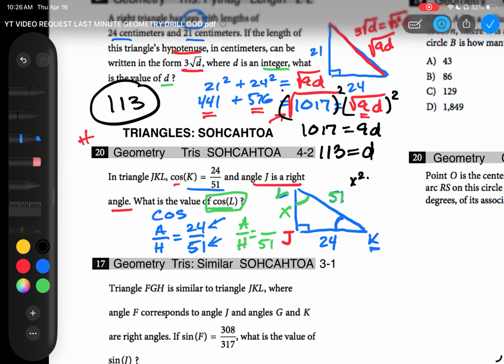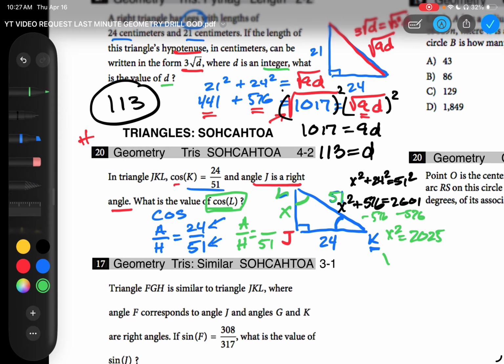So x squared plus 24 squared will equal 51 squared. I'm going longhand. There's a shorter way of doing this, but I don't want you to jump to conclusions. I want you to practice your basic fundamentals. Our 24 squared is going to equal 576. Then we have our x squared, so we have to solve for that. We subtract 576 from both sides, and therefore x squared is equal to 2601 minus 576, which equals 2025. What is the square root of 2025?